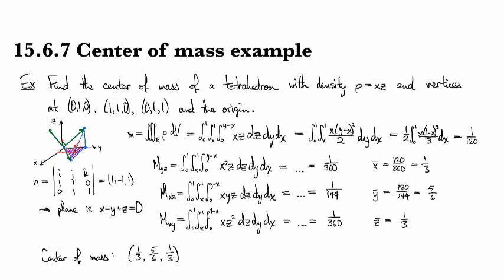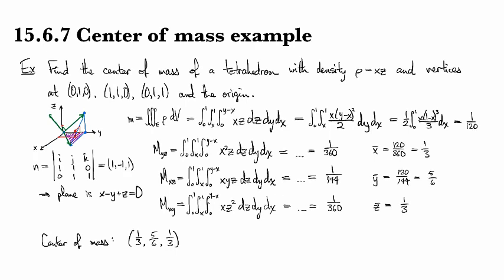As a reality check, it is inside the object. So this is a convex object, so we definitely expect the center of mass to be inside. Now, if your object's not convex, like say it's like a horseshoe or something like that, then you might expect that the center of mass is outside the object. But for something convex like this, that's not going to happen.